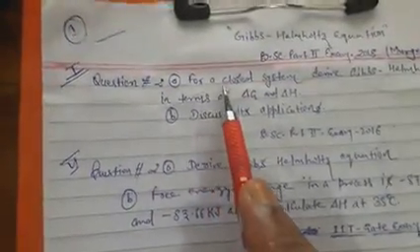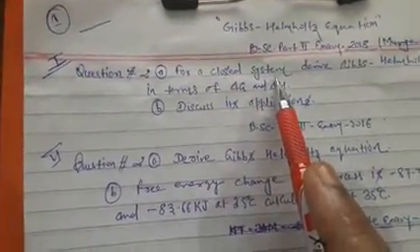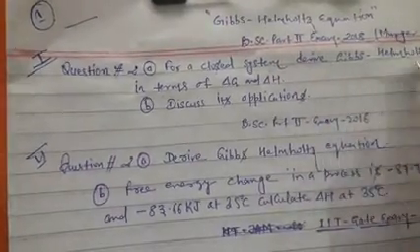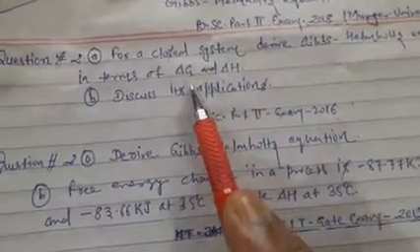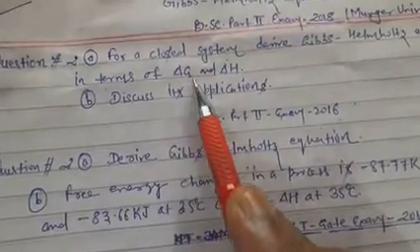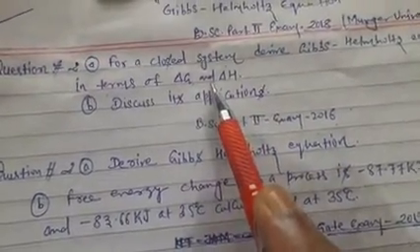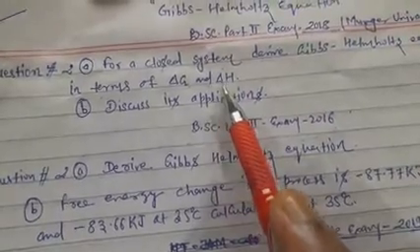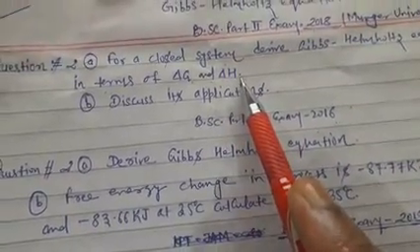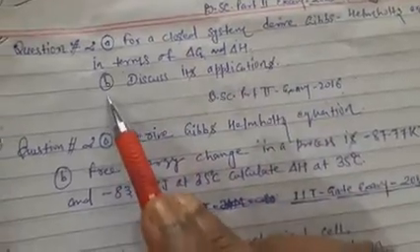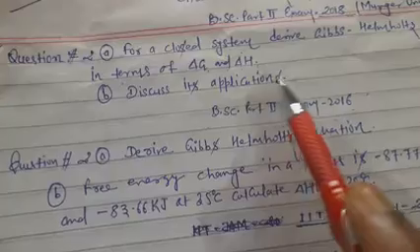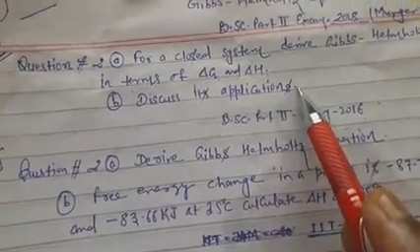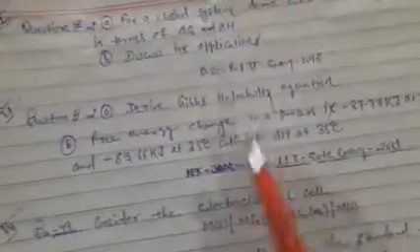The question was that for a closed system, derive Gibbs Helmholtz equation in terms of change in Gibbs free energy and enthalpy change. The second part of this question is discuss its application.